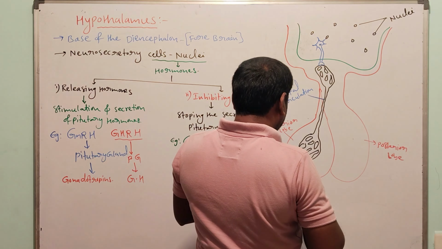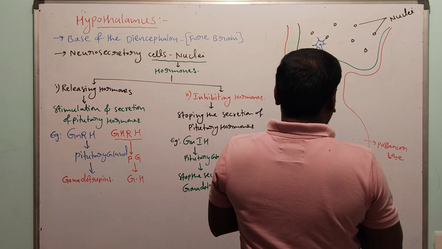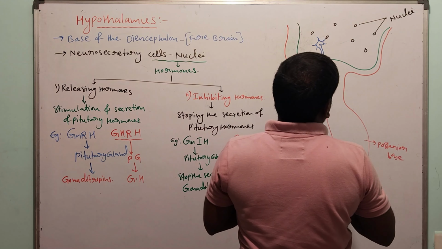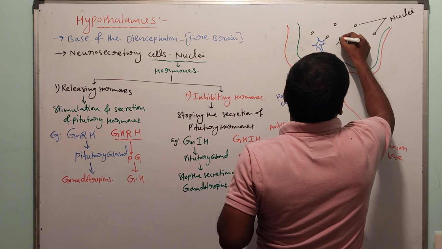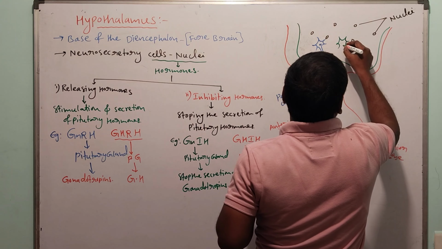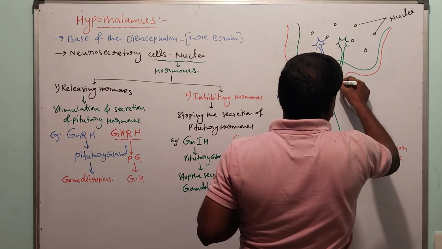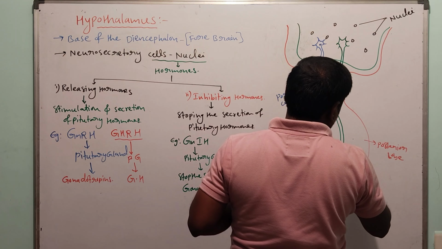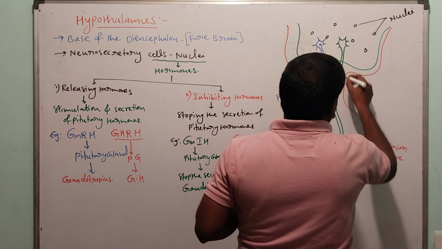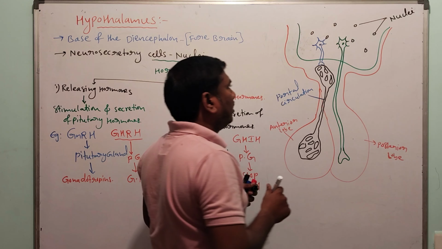Next one, the posterior pituitary. The posterior pituitary has a direct neural connection, direct neural control only.